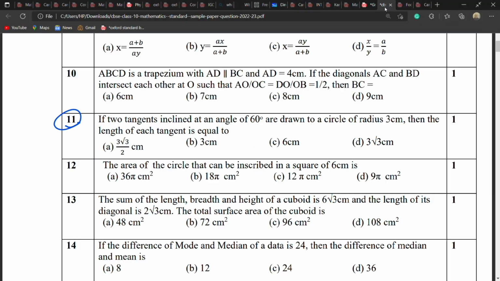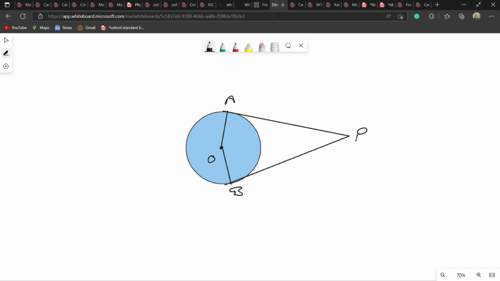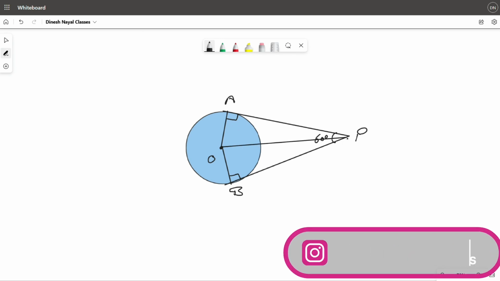Now let's see the question. These tangents are inclined at an angle of 60 degree and the circle's radius is 3 centimeter. Now coming back, PA and PB are two tangents which are inclined at an angle of 60 degree, so writing here 60 degree. And we know that OA will be perpendicular to AP and OB will be perpendicular to BP, since the line joining the center to the point of contact of a tangent is 90 degree.